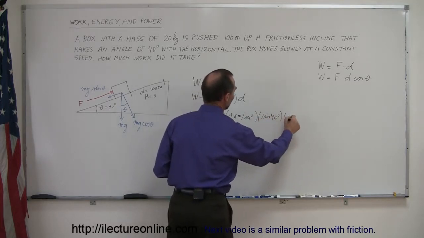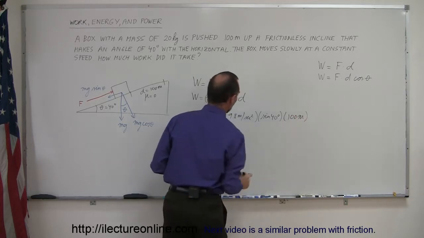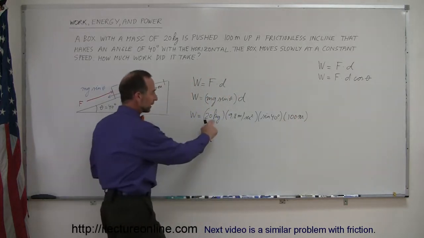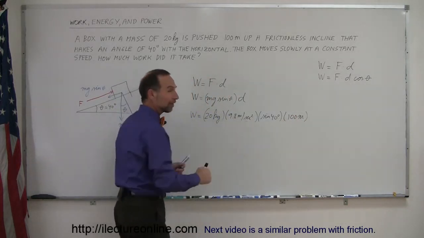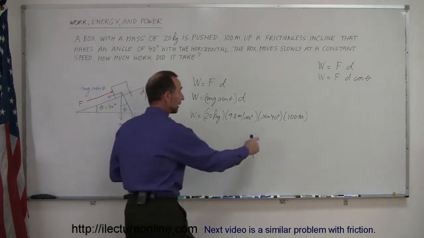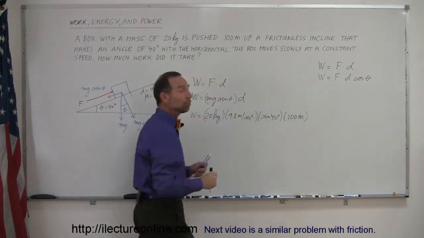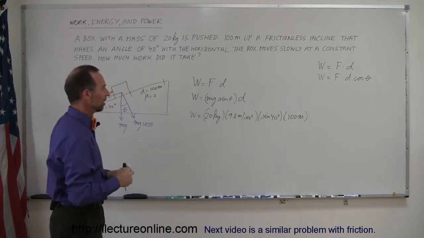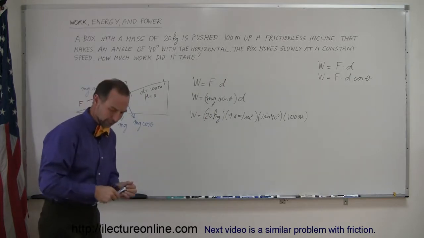And then the displacement, 100 meters. Notice units-wise, kilograms meters per second squared, that's the same units as newtons. And then we have meters, so the answer will be newton meters, and we know now that newton meters is the same as joules.